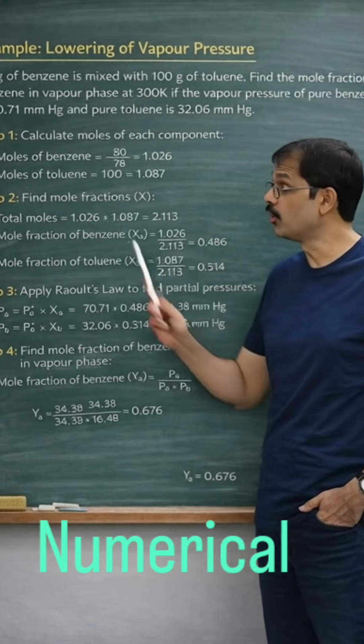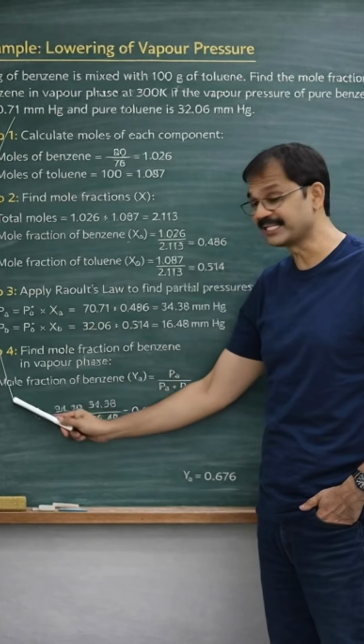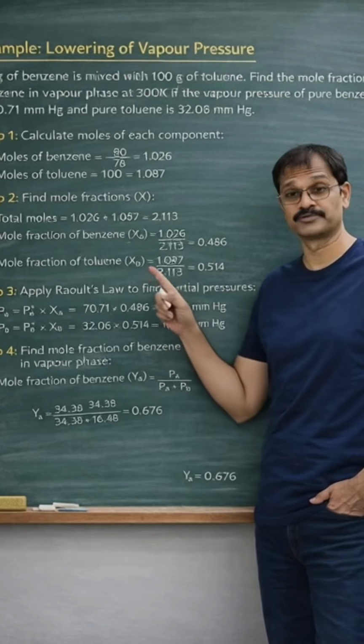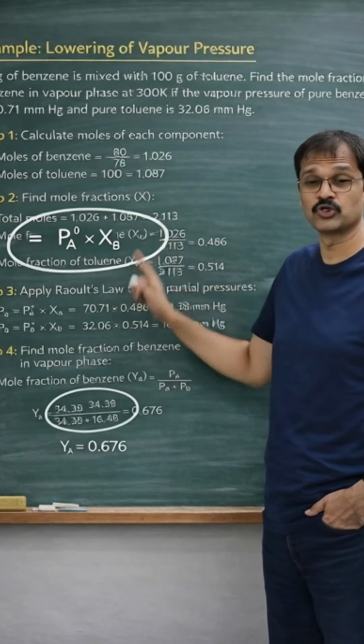Okay, let's start with step 1. We calculate the moles of benzene and toluene. For benzene, it's 80/78, giving us 1.026 moles. In step 2, we find the mole fractions using the moles from step 1. Then in step 3, we apply Raoult's law to get the partial pressure.